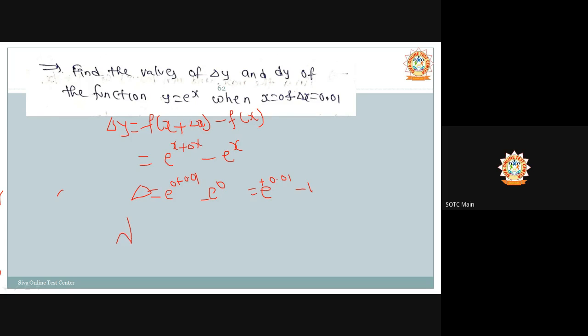Now try to calculate the dy, that is your f dash of x into del x. So f dash of x will become what? Differentiation of e power x is e power x, into del x, that is equal to e power 0 into del x, which is 0.01. So now 0.01 is your absolute error.